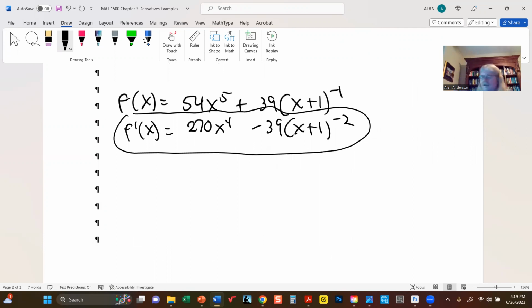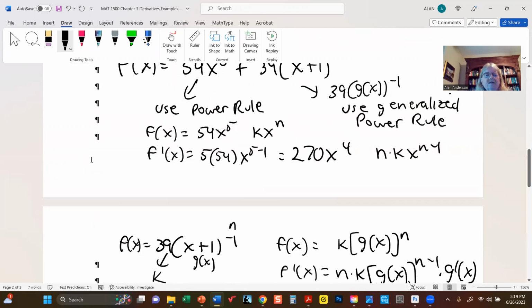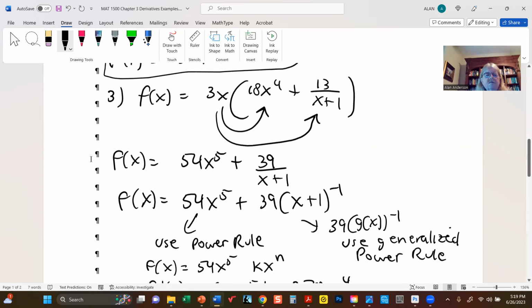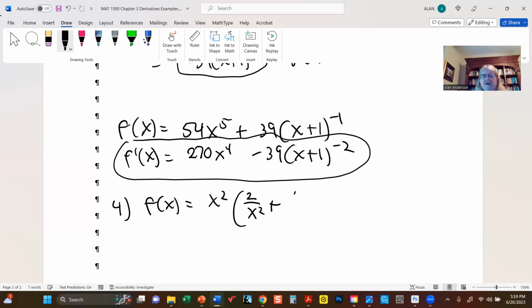Now, this next one is going to look very similar, but we might be able to simplify it a little bit better. This will be number 4. f of x equals x squared times 2 over x squared plus 5 over x cubed.